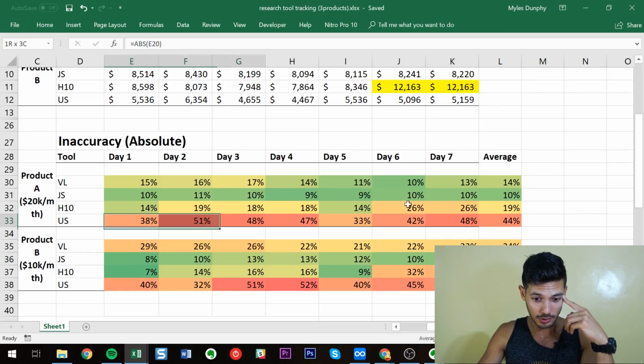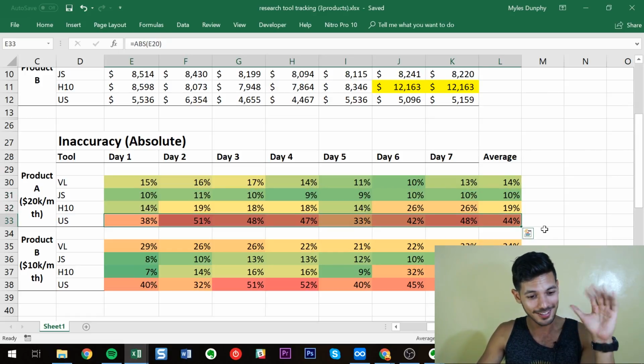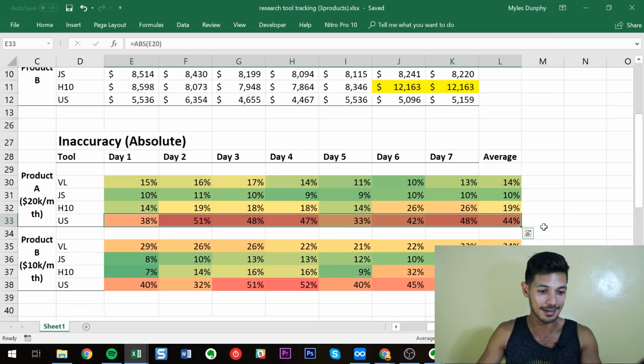And then Unicorn Smasher, pretty bad, guys. It's a free tool. I haven't used it before doing this test, and I won't be using it again afterwards.